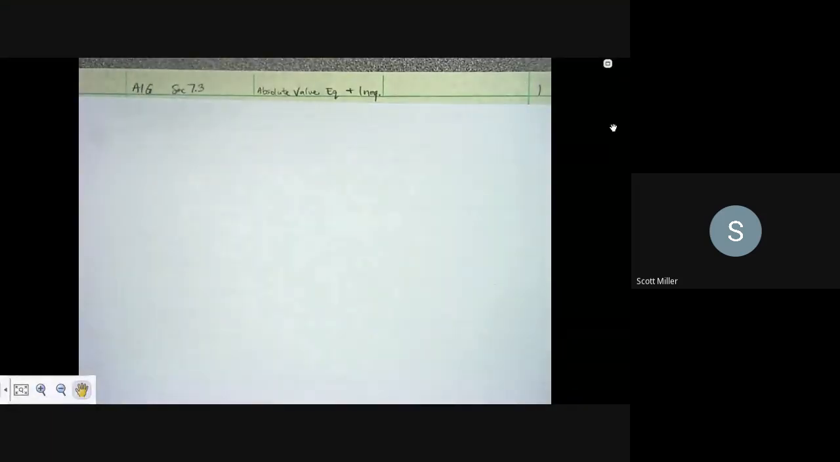Okay, so this is lesson 7.3. We're going to be looking at absolute value equations and inequalities. All right, so some information.